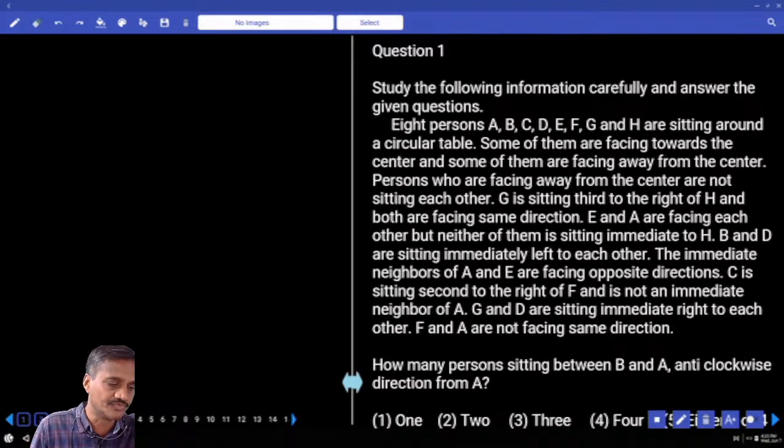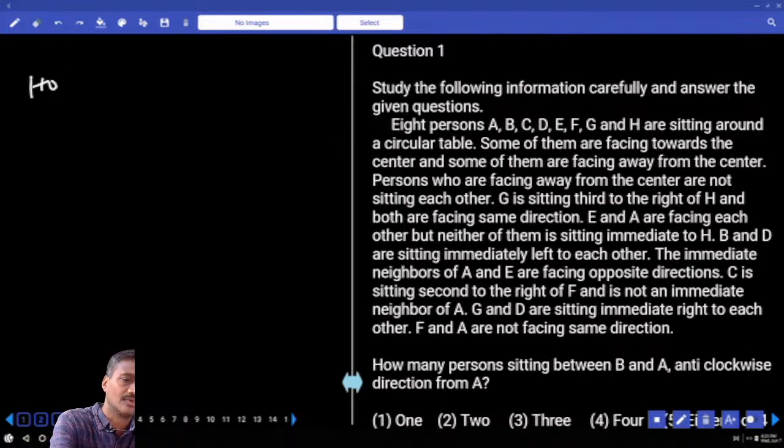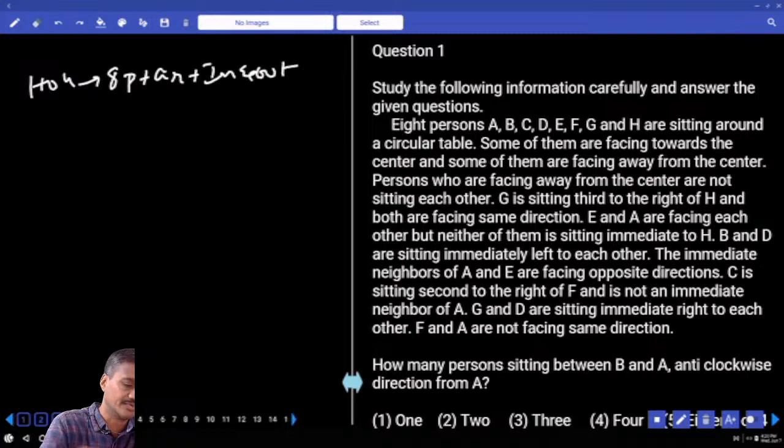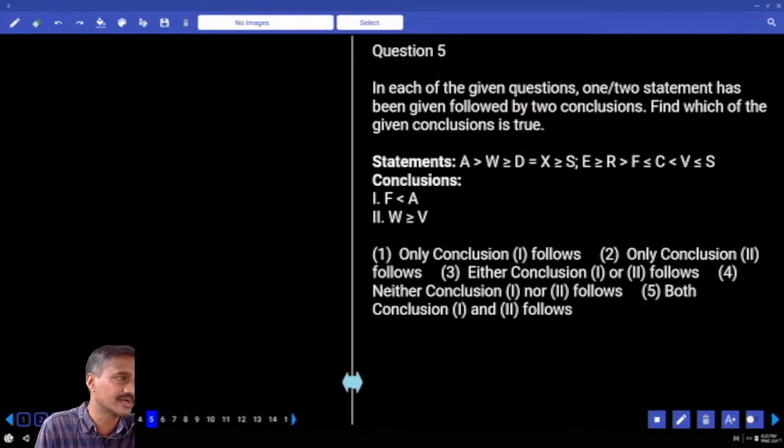Then 1 to 4. Now we need to write down like this. 1 to 4, 8 persons circle. Isn't it? 8 persons circle, in and out. We need to write it like this. Wonderful. Then next one, 5. 5 onwards, definitely under the first priority. Then start working this out.